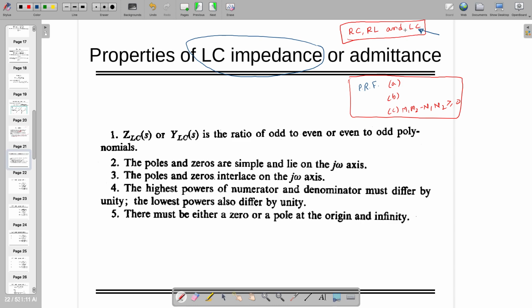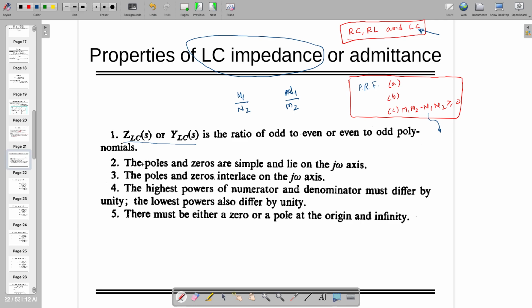So what is LC impedance saying? LC impedance is saying that the ZLC or YLC will be the ratio of odd to even or even to odd polynomials. When I'm saying this, it says that m1 by n2 or n1 by m2. This we have derived from m1 m2 minus n1 n2 greater than or equal to 0, by keeping this with some two subcategories where in one case m2 is equal to 0 and in one case n2 is equal to 0, right? So we can find out that thing. If this is the case, then it's an LC impedance function, otherwise it's not.